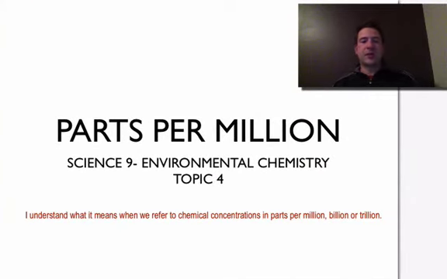Today we're going to talk about parts per million. We're going to learn how to calculate it, and we're going to talk about what it means. This is for Science 9 students studying environmental chemistry. This is topic 4 in your textbook. The specific outcome today is that I understand what it means when we refer to chemical concentrations in parts per million, billion, or trillion. You're going to need to understand that, and that's really important.